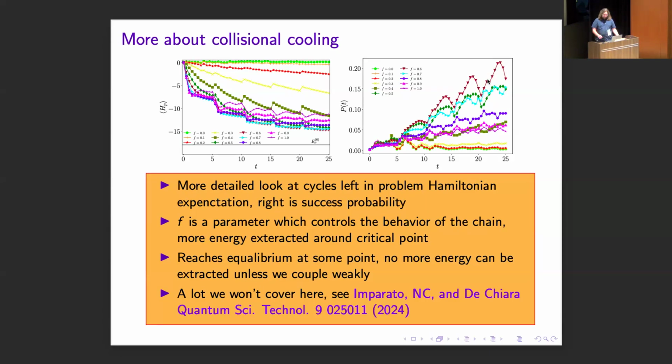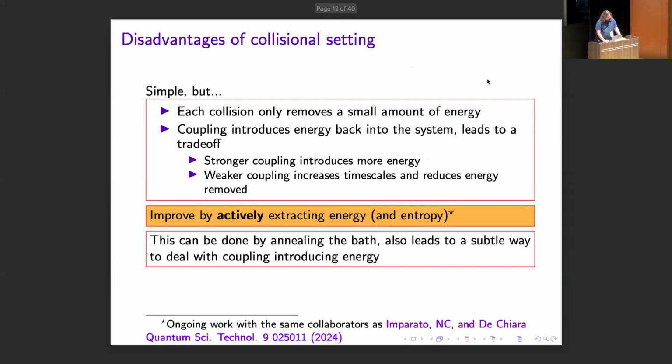In the paper, we actually did this the other way too, where we started in the solution and started doing this coupling, and we see it reaches the same equilibrium as if you go from equal superposition. So it really does reach an equilibrium. There's a lot that I won't cover here, and I encourage you to look at the paper if you're interested. So there are disadvantages to the setting. The coupling introduces energy back into the system. Each collision only removes a small amount.